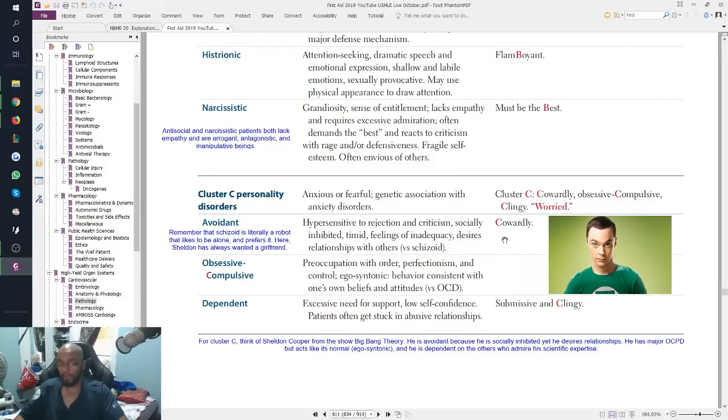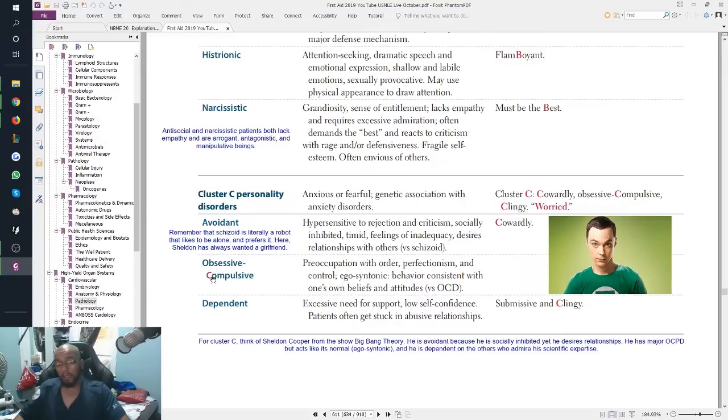Like there's no way you could be rude to him. So that's avoidant: hypersensitive to rejection, but desires relationships with others though. Right? And you compare that to schizoid. Schizoid is fine being alone. Schizoid patients are not dying to be with anyone. Avoidant is avoiding people because they're scared of rejection, but they do want to be with people.